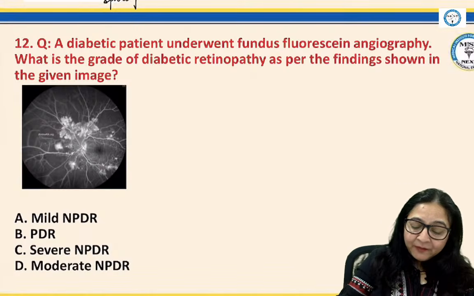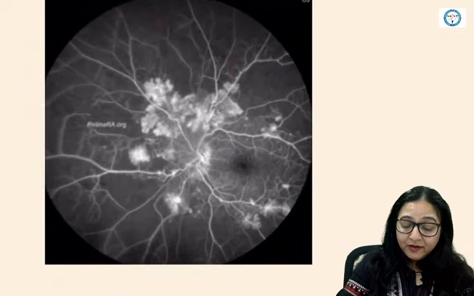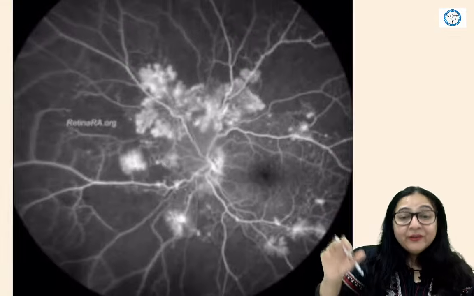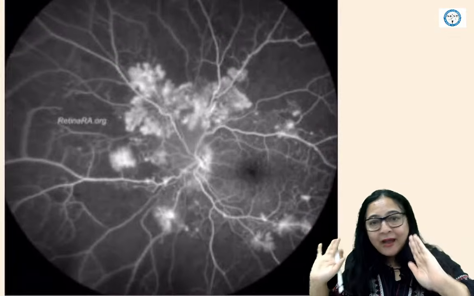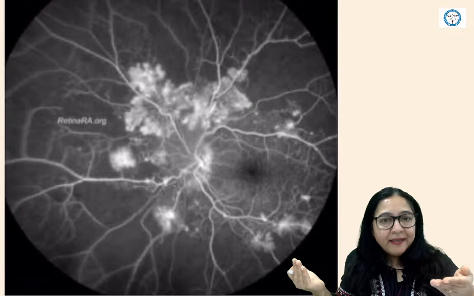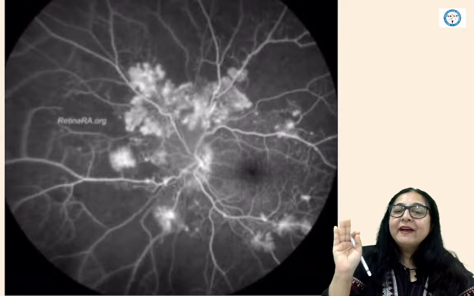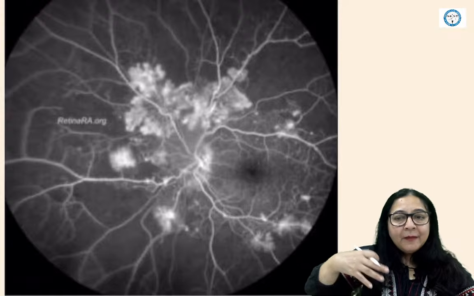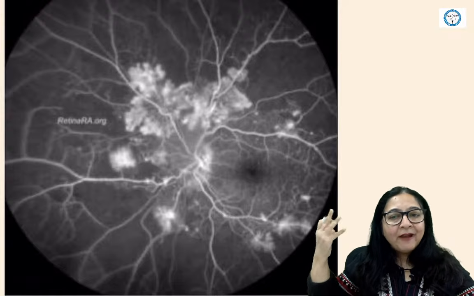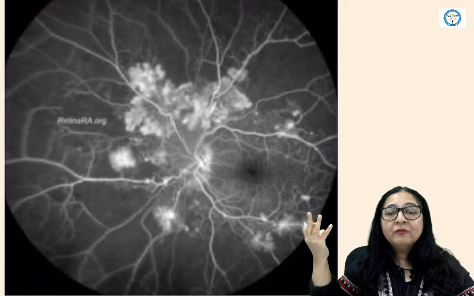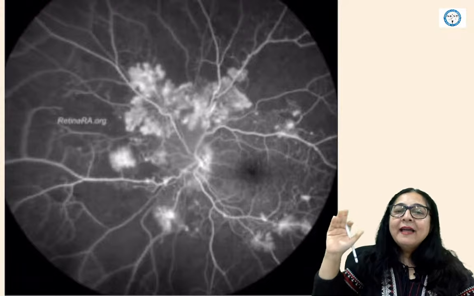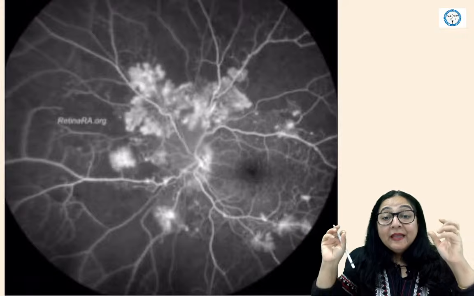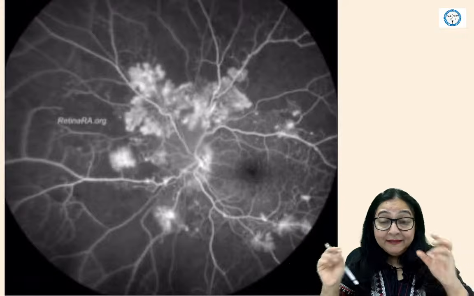ओके बेटा, पहले तो इमेज को ध्यान से देखें. First of all, look at the image carefully. So what you are seeing, पहले तो यहाँ पे तो ऑलरेडी बताया हुआ है कि एफएफए है. So you should be able to identify that this investigation is FFA. So एफएफए में क्या होता है कि आपका डाई जो है वो ब्लड वेसल्स में व्हाइट अपीयर होता है. The dye appears white in the blood vessels and the normal capillary network is there. If there is any leakage of the dye, that is abnormal.